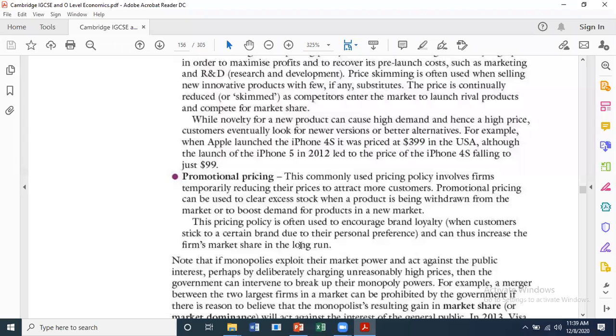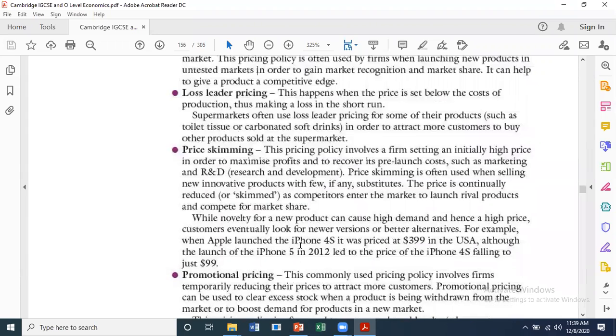So this is why we studied perfect competition, we studied imperfect competition, and we have seen different pricing strategies. So we end our class here.